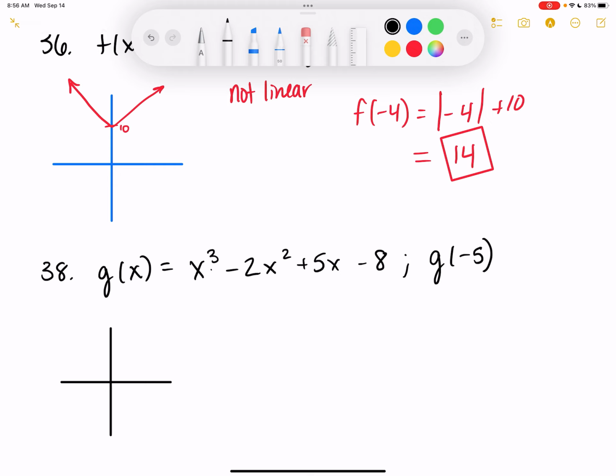I'm assuming you probably don't know what a cubic function looks like either, but it basically looks something like this, a squiggle. It would pass the vertical line test, so it is a function, but it is not linear.